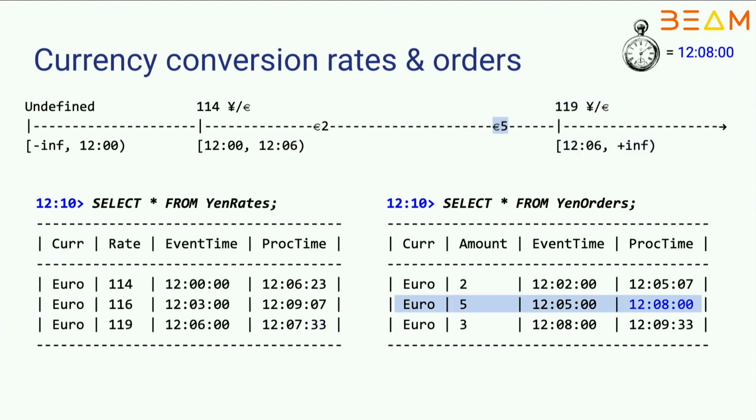And then followed by that, we get another order. This one's for 5 euros. And at this point in time, it looks like the rate for that is 114, right? We're not looking at any watermarks here or anything, so we don't really know what the completeness is. But as it turns out, this 116 rate came in late as well.